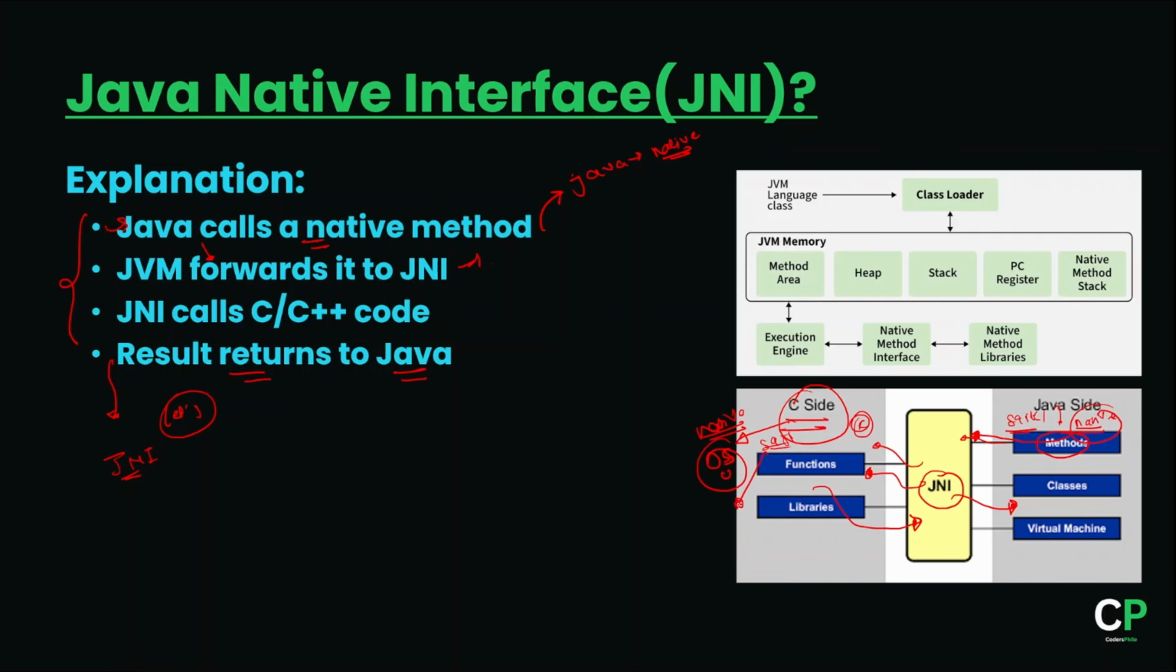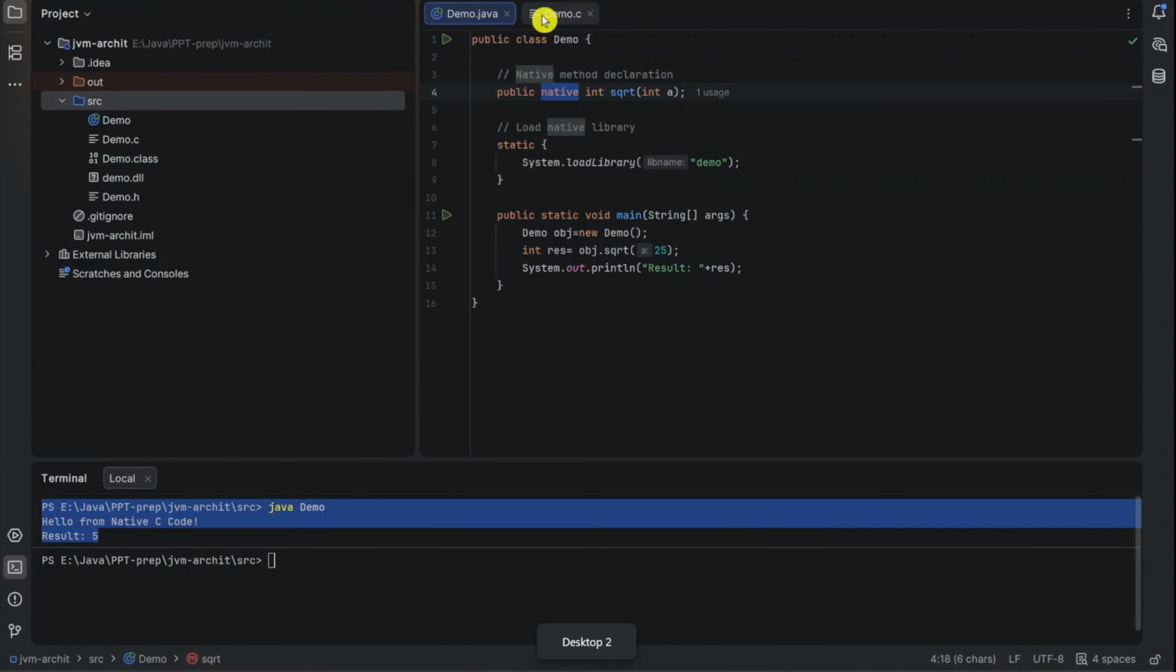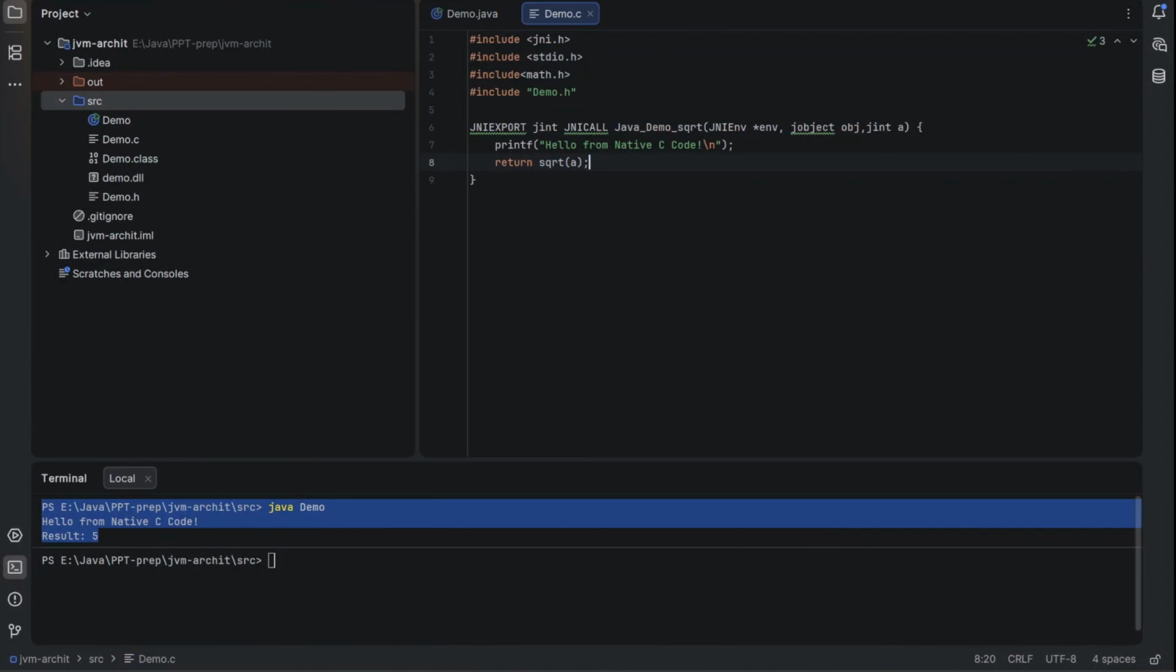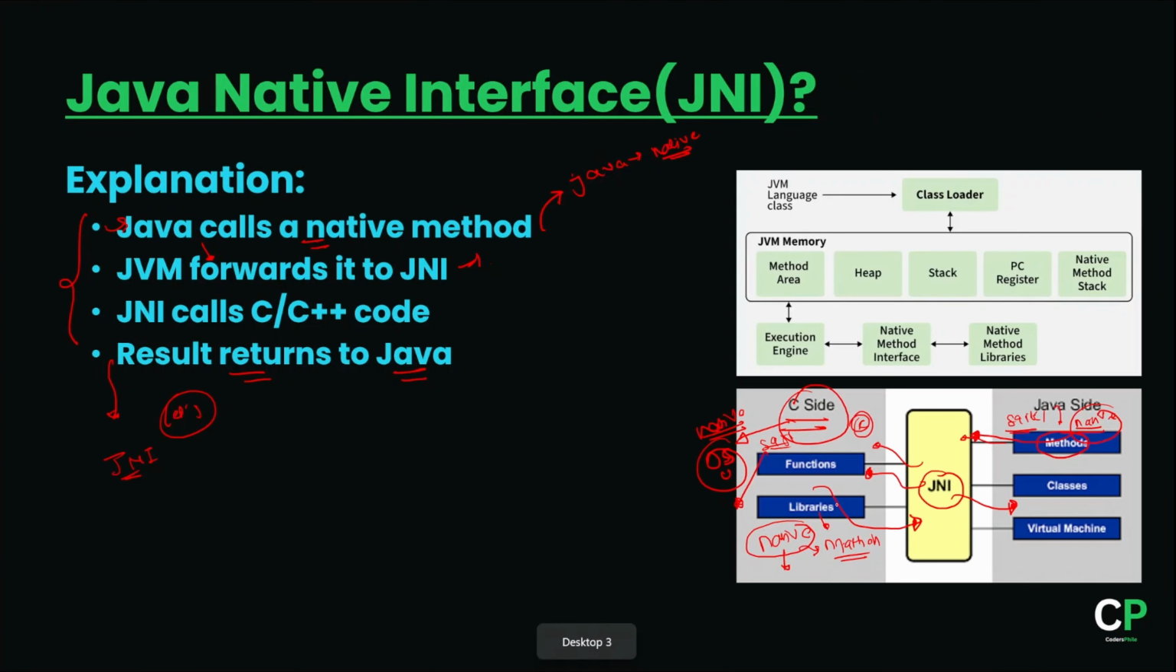Now this code is run in the native OS using the native libraries, like here the native library is math.h that we have used in our program, and it runs in the native OS, not in the JVM. It gets executed, and the result, here the square root of a, this result 5 is passed to the JNI, and JNI forwards this result back to the Java side.